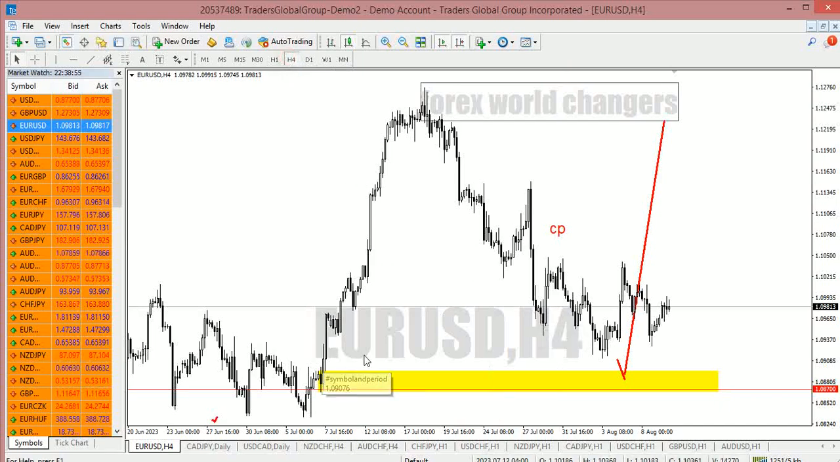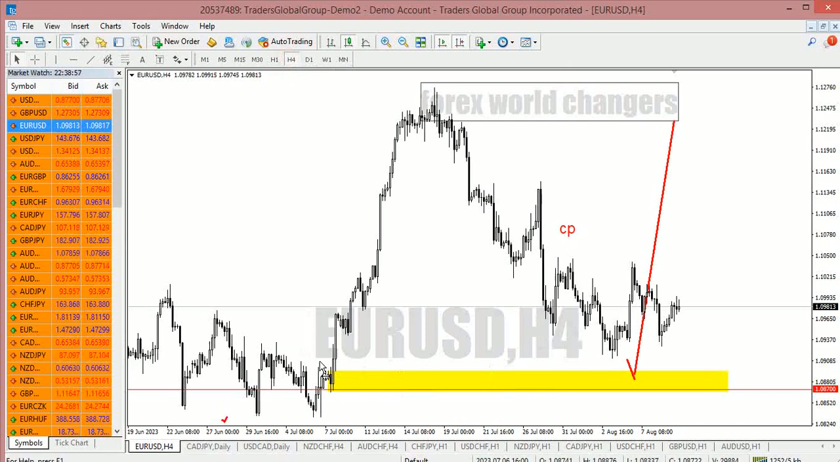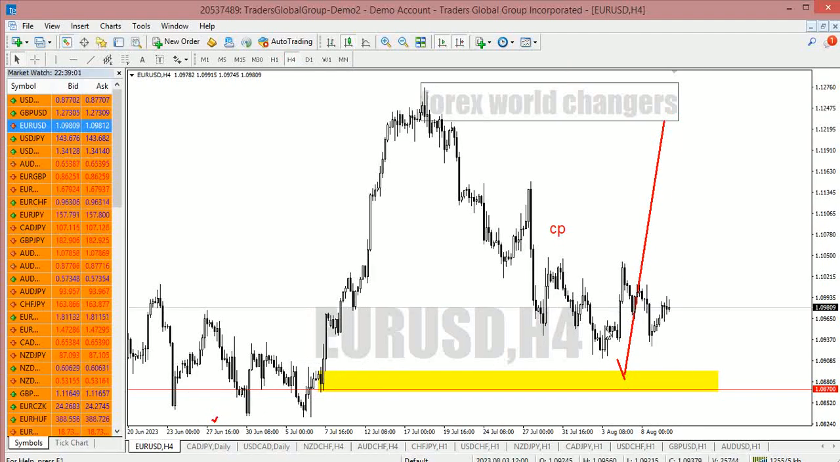The setup missed my order at this point. I was expecting it to drop and then decide to go up, but it went up without triggering my orders at this zone. So this was annoying. So let's just look for a setup.